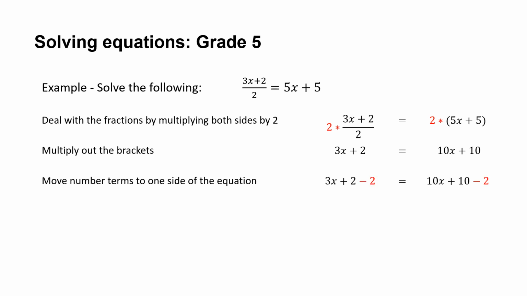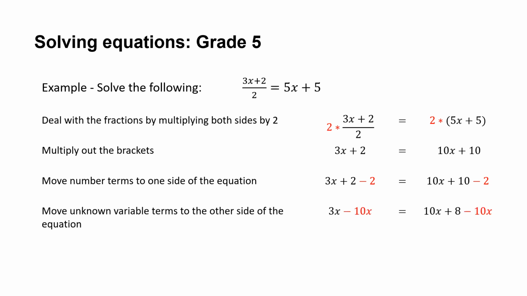So when we do this, we move the number term to the right hand side. We're going to subtract 2 from both sides. This is going to give us 3x equal to 10x plus 8. Now we're going to move the x terms to the left hand side. So to do this, we're going to subtract 10x from both sides. So this is going to give us minus 7x equal to plus 8. So now to get the x by itself, we need to divide by minus 7 on both sides. So this is going to give us x equal to minus 8 over 7.